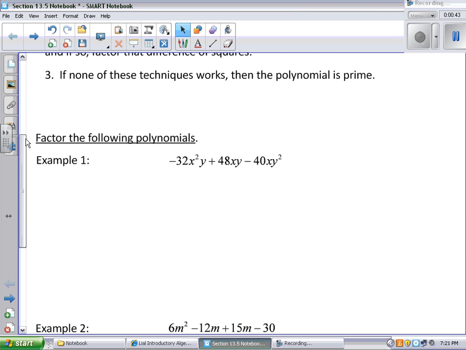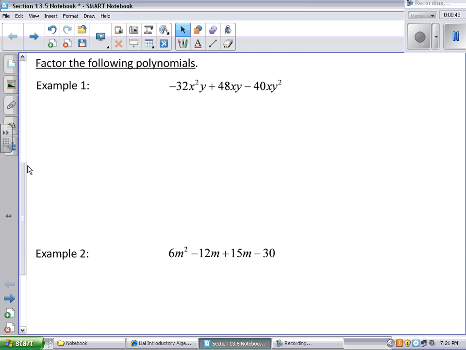Let's do some examples. Example number 1. Again, when I have a negative coefficient, I definitely want to factor that out, but I want to look at all of my numbers here. The very first technique is to factor out the greatest common factor.